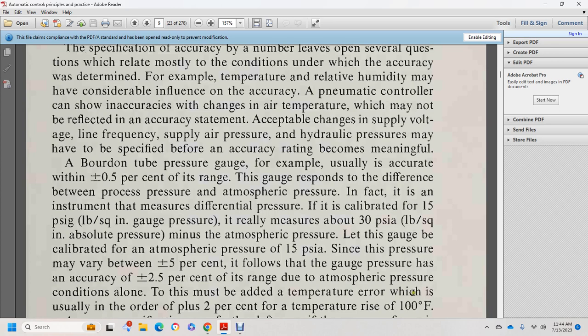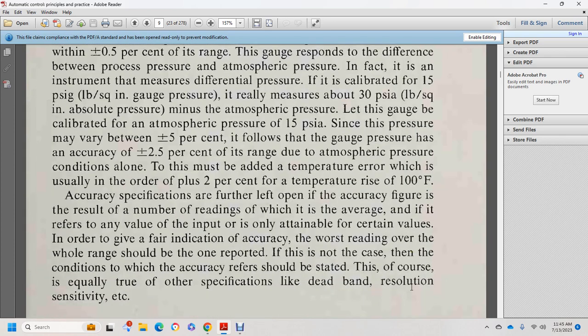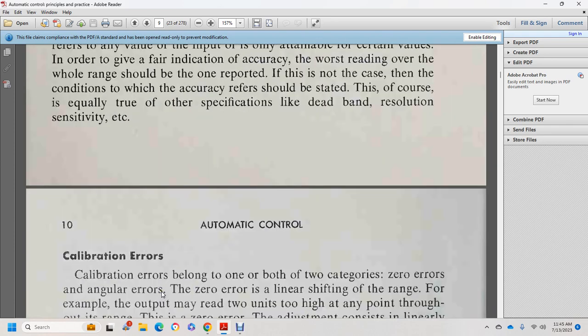This must be added to the temperature error, which is usually a plus 2% for a temperature rise of 100 degrees Fahrenheit. Accuracy specifications are thus left open. The accuracy figure may be the result of a number of readings, of which the average is taken, or it may refer to input values obtainable only for certain values, in order to give an indication of the worst reading over the whole range. If this is not the case, the conditions to which the accuracy refers should be stated. Of course, this is equally true for other specifications like deadband, resolution, sensitivity, etc.